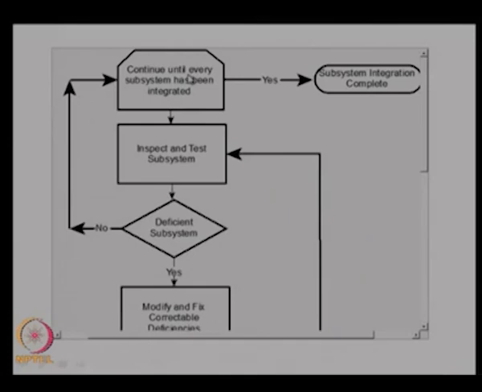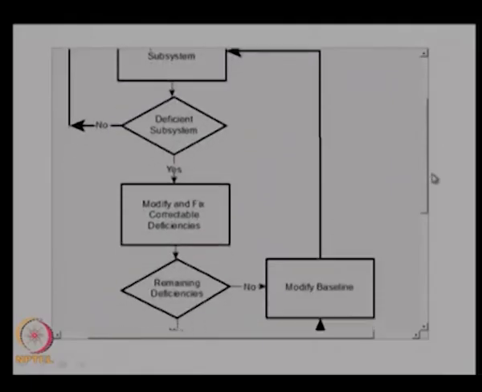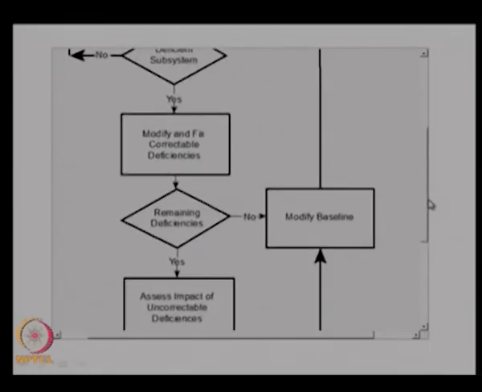So, like that in the previous case we looked only at the component level or CI level. At the subsystem level we start the integration, everything is completed, then the subsystem integration is completed, and if there is any deficiency in the system, then this is a deficient subsystem, we will modify and fix the correctable deficiencies, and then we look at the remaining deficiencies. If there are no deficiencies, we will modify the baseline based on whatever the fix we made or whatever the modification we made, that will change the baseline of the design.